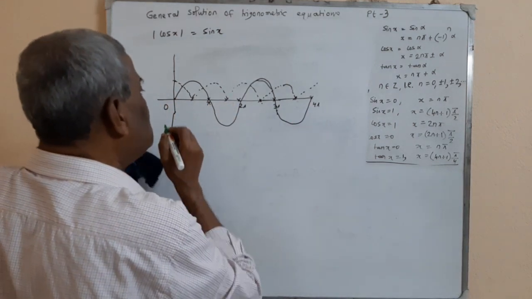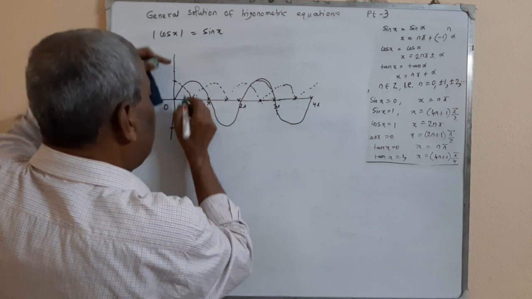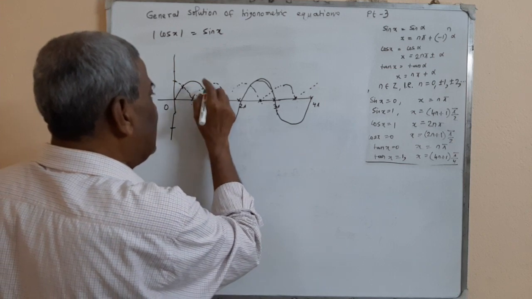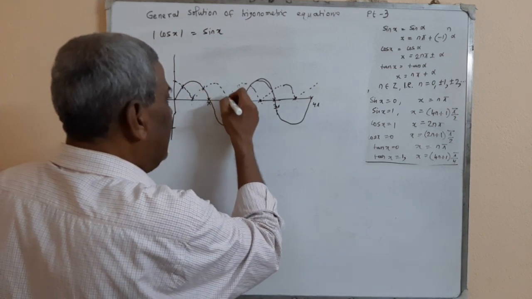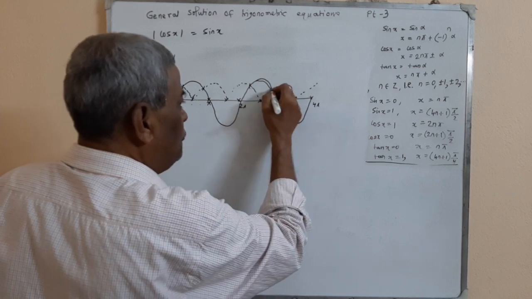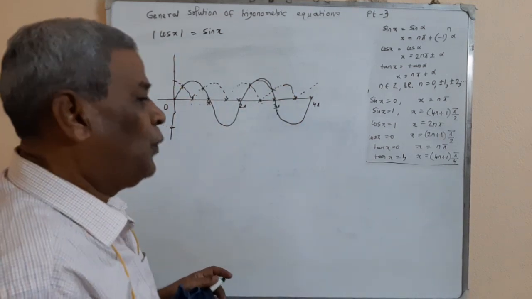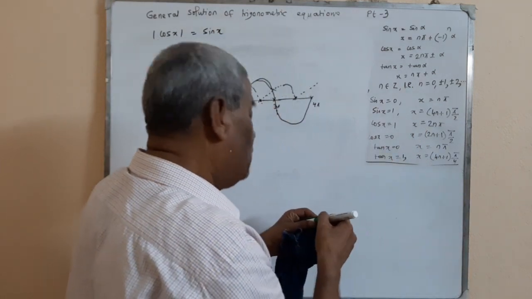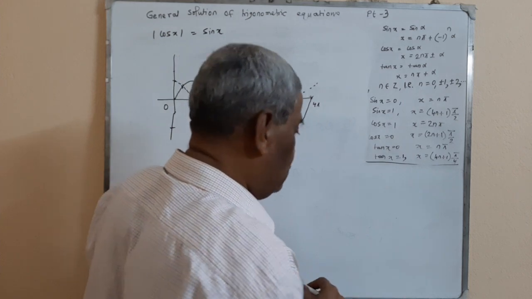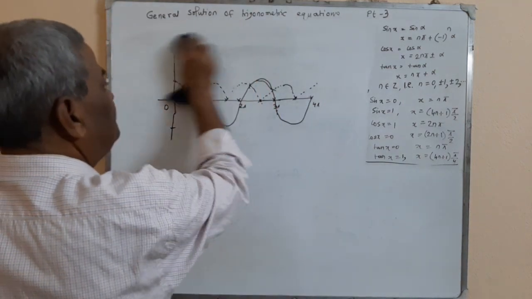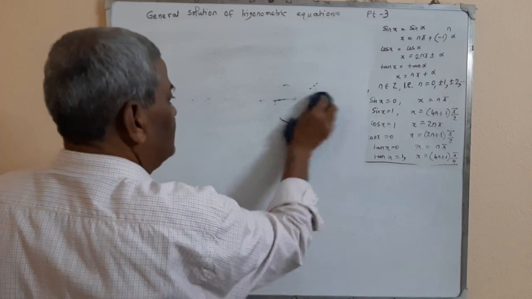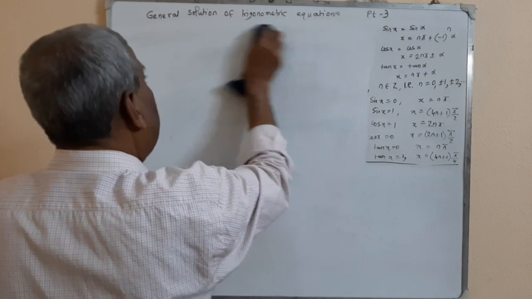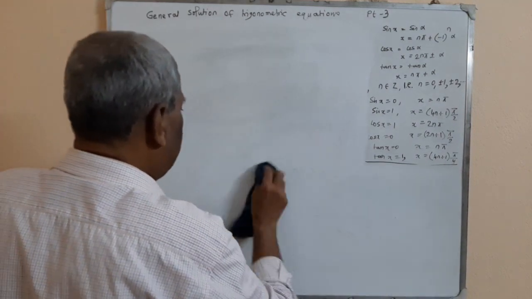Then we see that between 0 and π/2, there is a root. Between π/2 and π, another root. So 2 roots, then 3 roots, then 4 roots. It has 4 solutions. In this type of problem, drawing a rough sketch is very helpful.